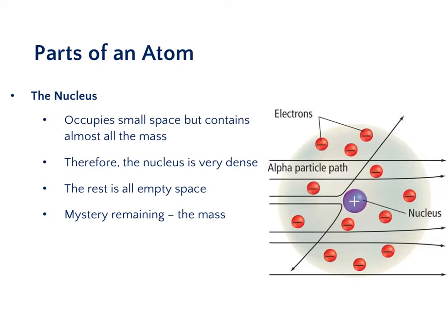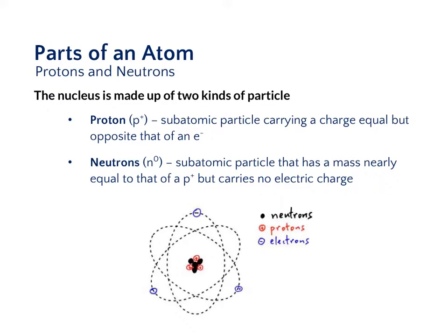For now, what I need you to know, though, is that the nucleus is made of protons and neutrons. And we'll talk about what those symbols mean here in just a moment. So we're talking about the nucleus here at the middle of the atom. And the nucleus is made up of protons and neutrons. And those are two kinds of particles. Let's start off by looking at the proton here.